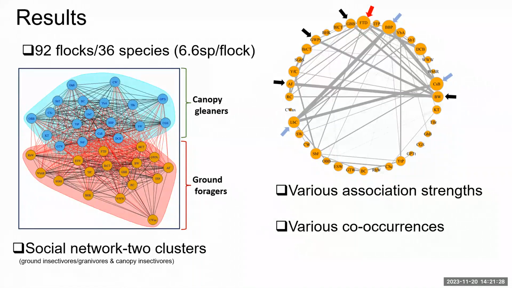So shown in blue arrows, these are species that forage on tree canopies, and they generally hang out together. They generally just stay together most of the time. And the black arrows indicate some granivores, also showing that some granivores were really found together most of the time. So that was really good to see.